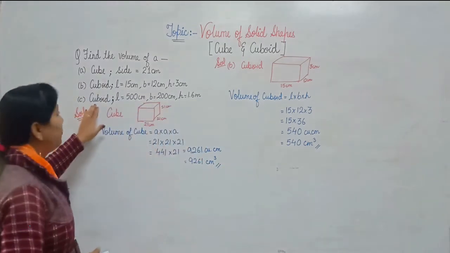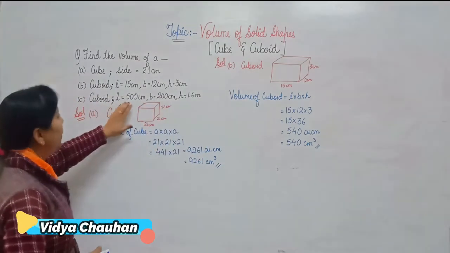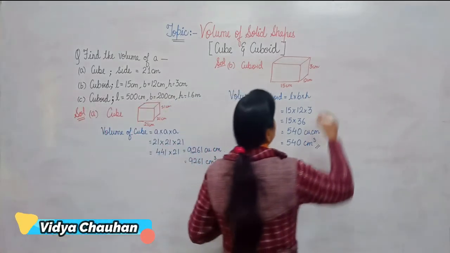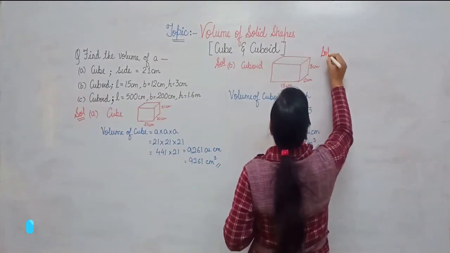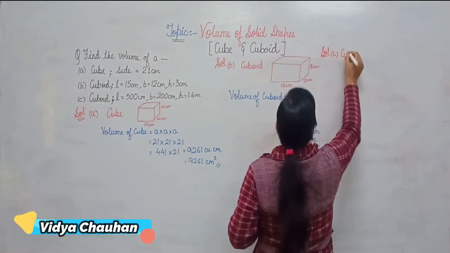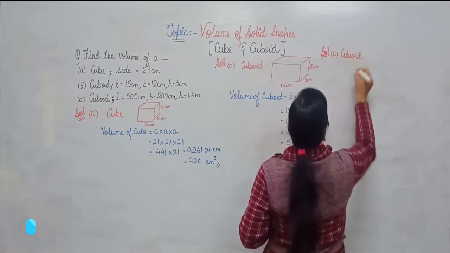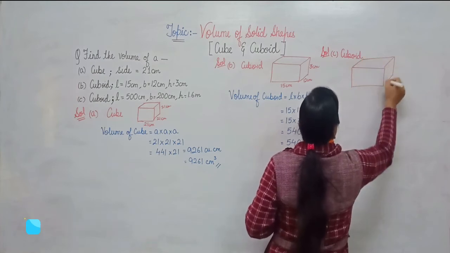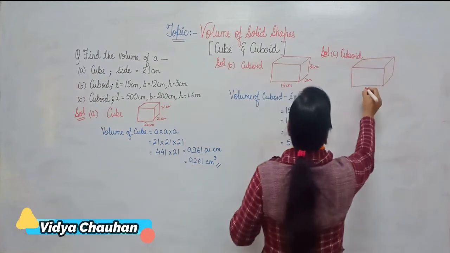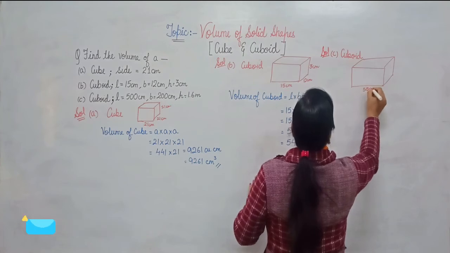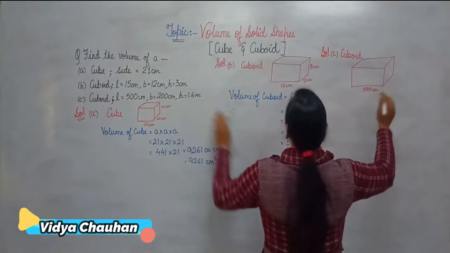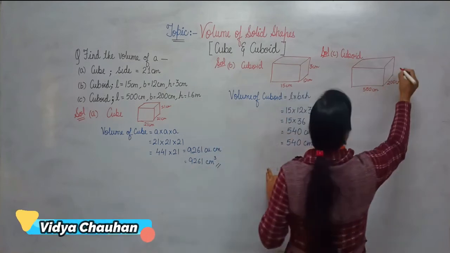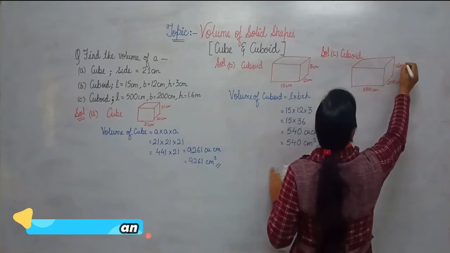Now in the third part you have to find the volume of the cuboid. Once again its length, breadth and height is given to us. So starting with the third part, solution of C part, in which once again a cuboid is given to you. Let us very first draw the cuboid here. So this is our cuboid. Now in this cuboid, the dimensions are 500 centimeter, 200 centimeter and height is 1.6 meter.